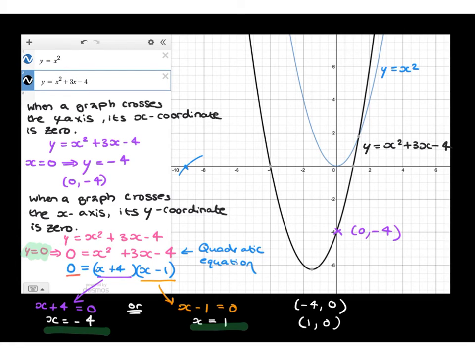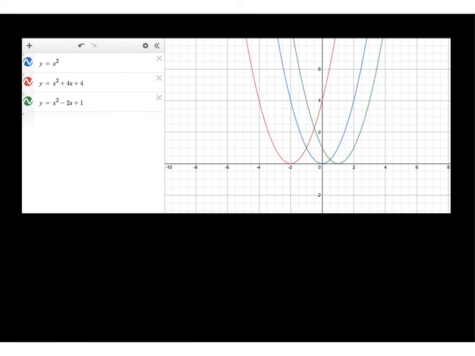Now look at the graph. This matches perfectly with what we can see because the graph crosses the x-axis in two places, one at 1, 0 and another at negative 4, 0. So that's how the equation of a quadratic function relates to the different features of that quadratic function as a graph. So now let's move on to the next pair of graphs that you were asked to sketch.